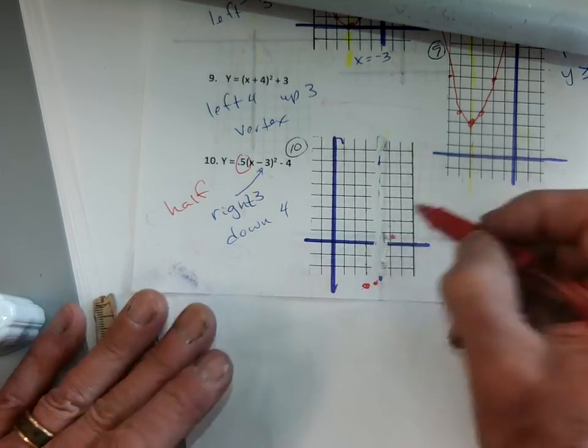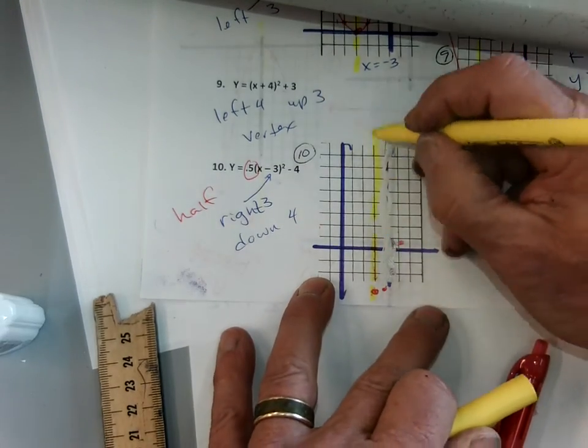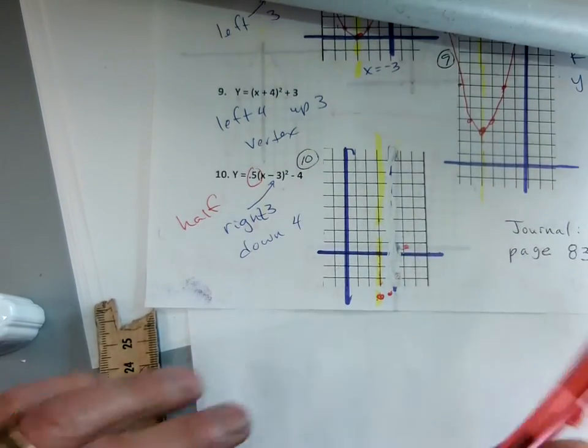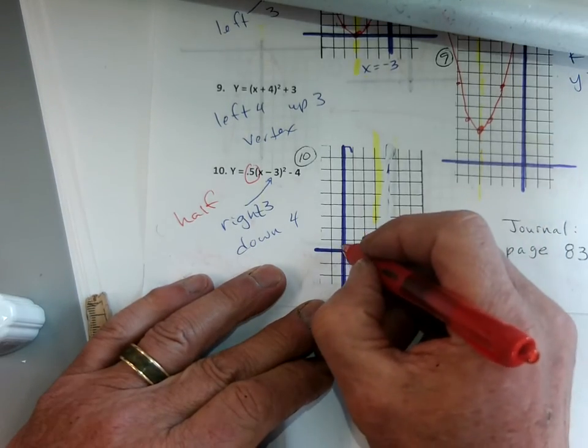And of course it has a line of symmetry that goes right down the middle of it. We'll have a point here, here, and here.